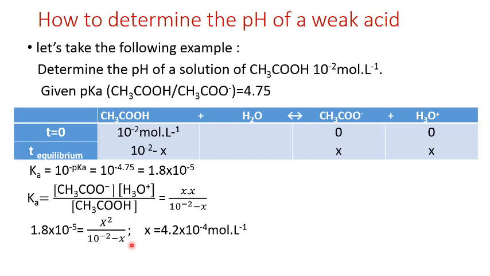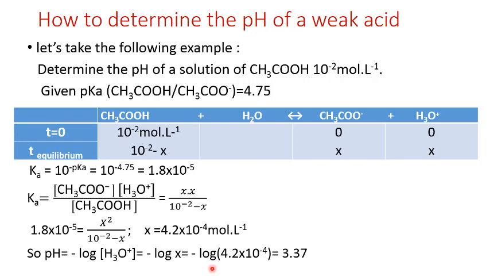So here, as I said, we have two values of X. This is accepted. Giving X, I can directly determine the concentration of H3O+ produced. So pH equals minus log of H3O+, equals minus log of X, so that is found here, equal to 3.37, and this is how to determine the pH of a weak acid.